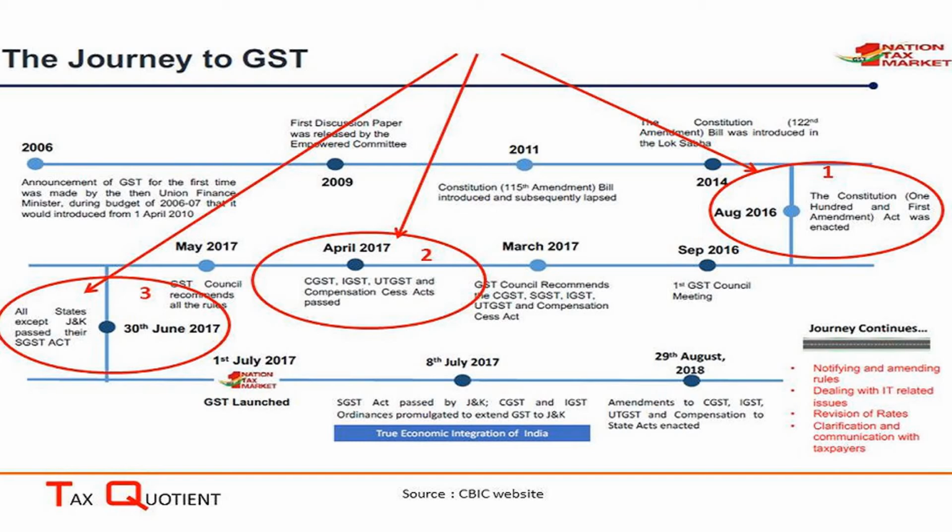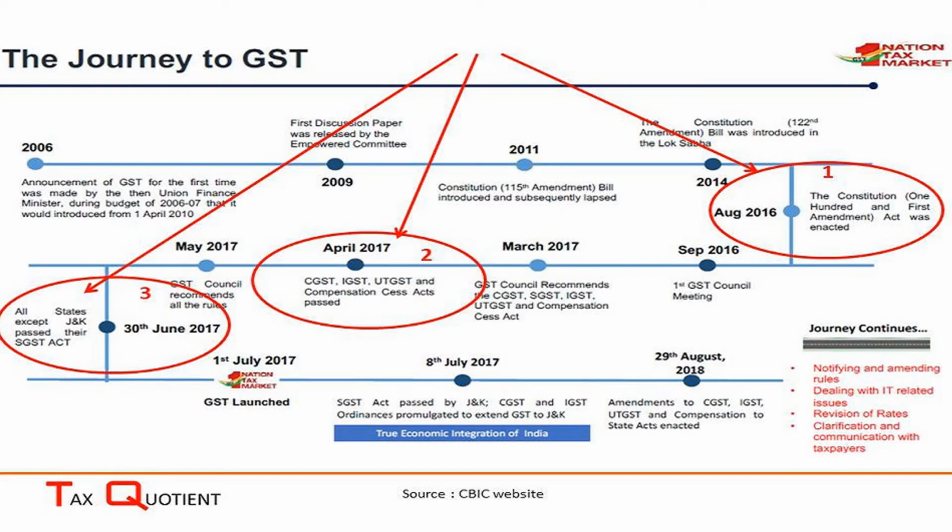The first scheduled date of 1st April 2017, being the start of the financial year, was missed. However, since GST is just a transaction tax, it was not material whether it should be introduced at the start of a financial year or not. It could start at any time. Hence, it was postponed and launched on 1st July 2017.